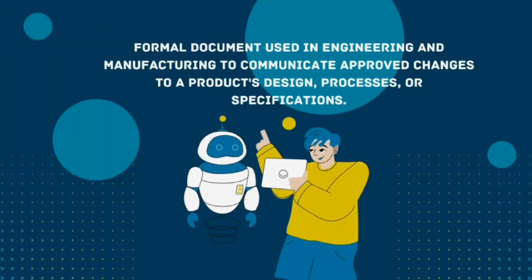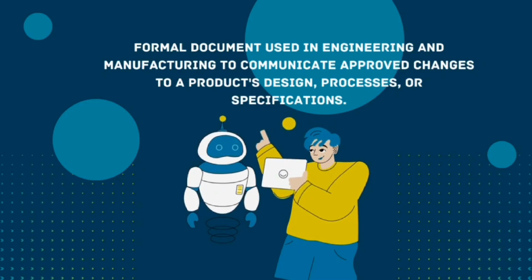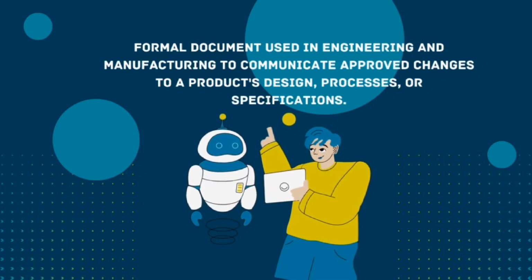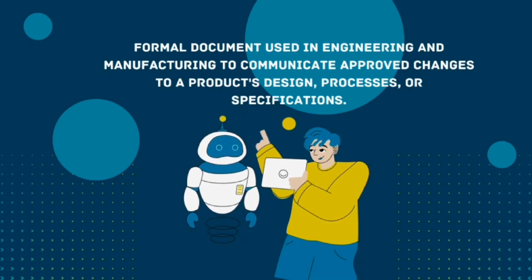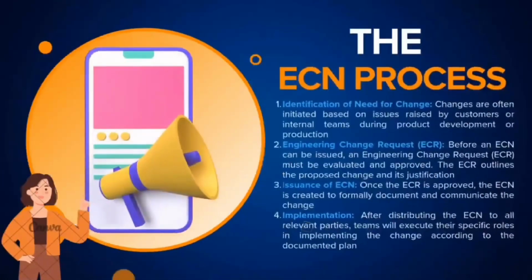An Engineering Change Notice, ECN, is a formal document used in engineering and manufacturing to communicate approved changes to a product's design, processes, or specifications. The ECN process.